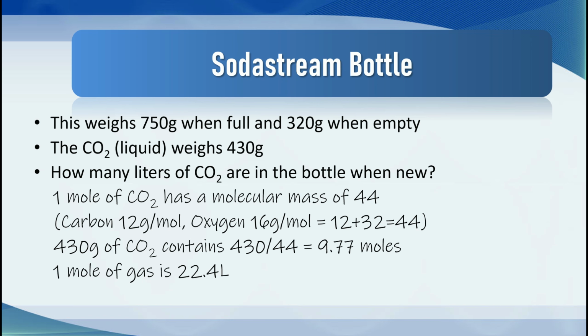So if we multiply 22.4 by 9.77, we'll come up with the result of 220 litres of carbon dioxide in that SodaStream bottle. That's a lot more than 60 litres, isn't it? And if you look carefully at the bottle, it actually states that it can make 60 litres of soda water, meaning that for every 1 litre of soda, there are 3.65 litres of carbon dioxide. No wonder you belch.